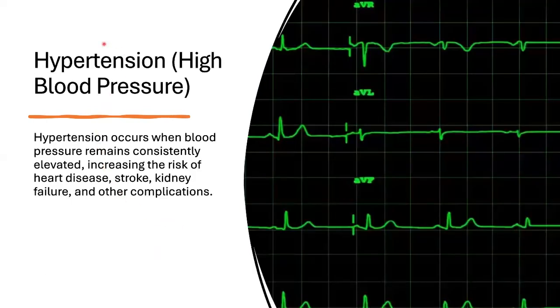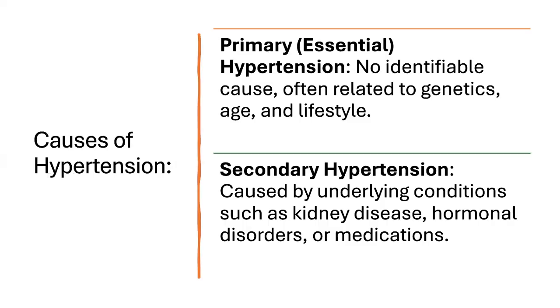Next, we will discuss hypertension and hypotension, high blood pressure and low blood pressure. When blood pressure remains consistently elevated, it increases the risk of heart disease, stroke, kidney failure, and other complications. When the blood pressure remains consistently high, that is hypertension.